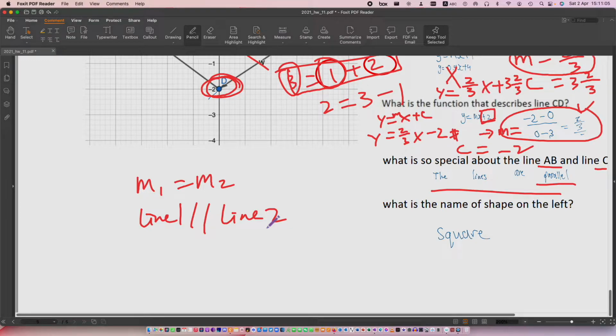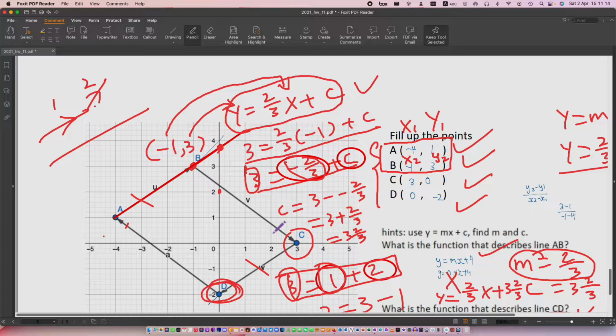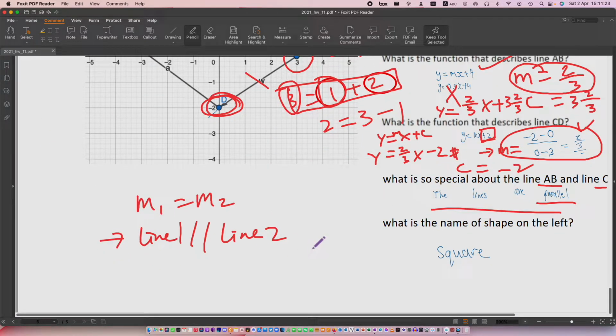So the reverse is also the same. What's the reverse? Line 1 is parallel to line 2, and then m1 equals to m2. So the English meaning is, if line 1 is parallel to line 2, the gradient of 1 is equal to the gradient of 2. The reverse is also true. If gradient 1 is equal to gradient 2, line 1 is parallel to line 2. This is parallel, not equal. You don't anyhow say. This is parallel. This is equal. Lines parallel, gradients equal.